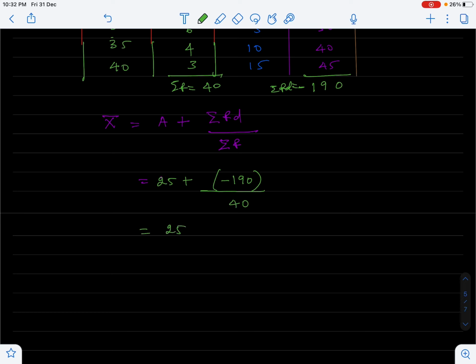So 25 minus 190 by 40, this value is 25 minus 4.75, which equals 20.25. This is the arithmetic mean of the discrete series.